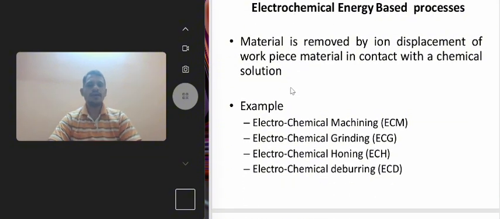In electrochemical energy methods, material is removed by ion displacement of a workpiece material in contact with chemical solution. Example, electrochemical machining, ECM, electrochemical grinding, ECG, electrochemical honing, ECH, electrochemical deburring, ECD.